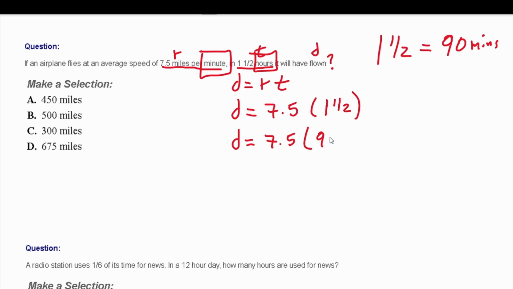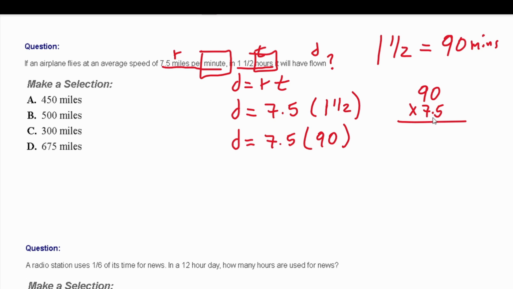And we're going to plug in 90 minutes instead of 1.5 hours. Now this is 7.5 miles per minute times 90 minutes. Again, they're proportional now, so we can just work this out. We can do 90 times 7.5. Of course, we're doing multiplication involving a whole number and a decimal.